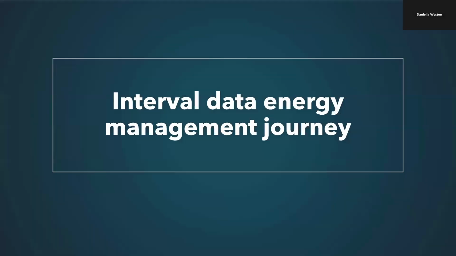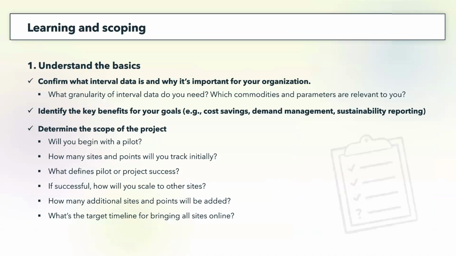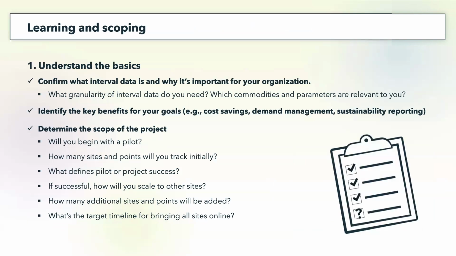So let's talk about that journey, right? We want to know where we're headed, where we're at, and the steps in between, so we have a successful journey, okay? So the first step in that journey is about learning and scoping. You need to know the basics about interval data, right? Which are the commodities and parameters that are relevant to me, right? Is it just gas? Is it just electricity and gas? Do I need to track water as well? Are there other process parameters that are important to me? So maybe some temperatures, some pressures, some flow rates, some room temperatures, outside parameters, right?